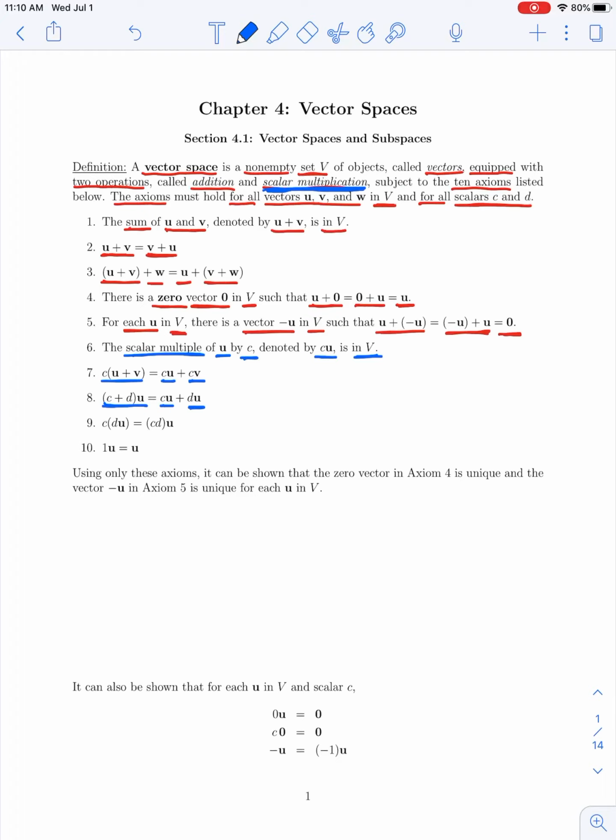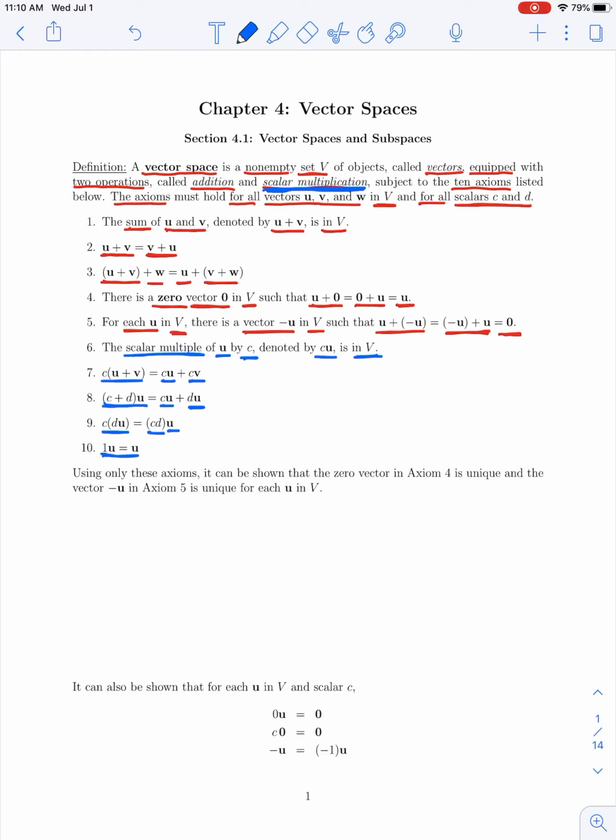Property 9 is an associative property of scalar multiplication, which says that if we multiply the scalar multiple du times a scalar c, that's equivalent to taking the product of the scalars c and d and then multiplying by u. And our last property, property 10, is that 1 times u, that is the scalar 1 times any vector u, must give us back the vector u.